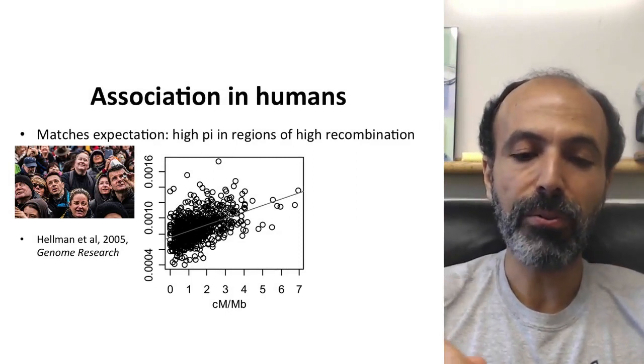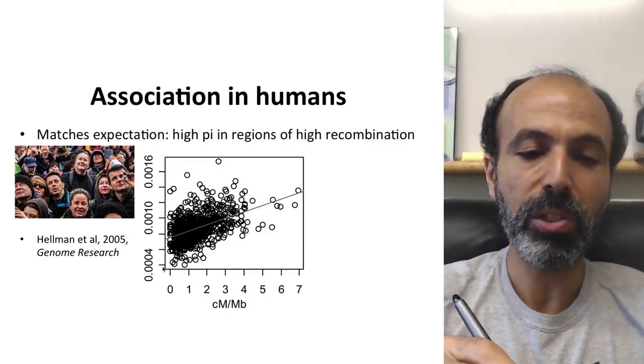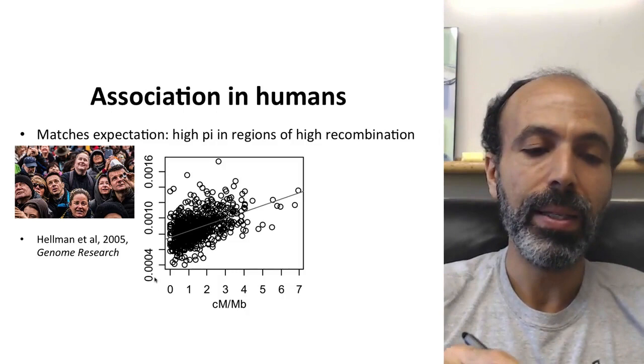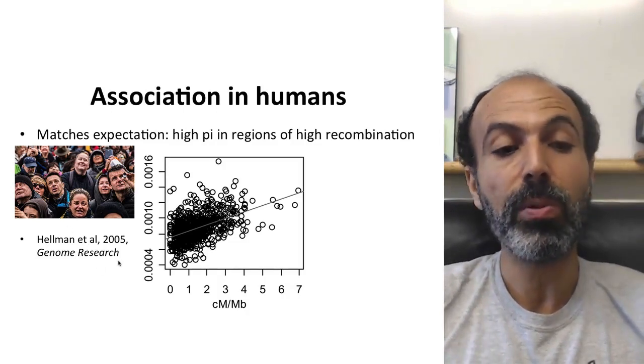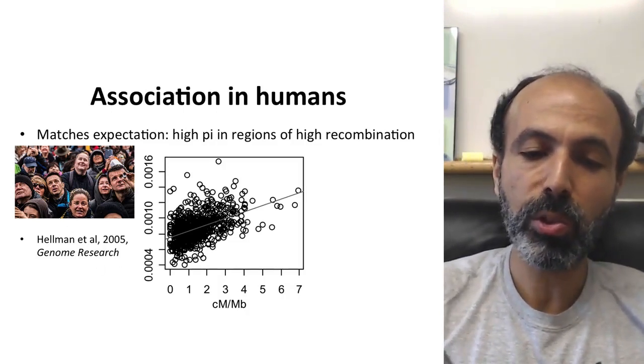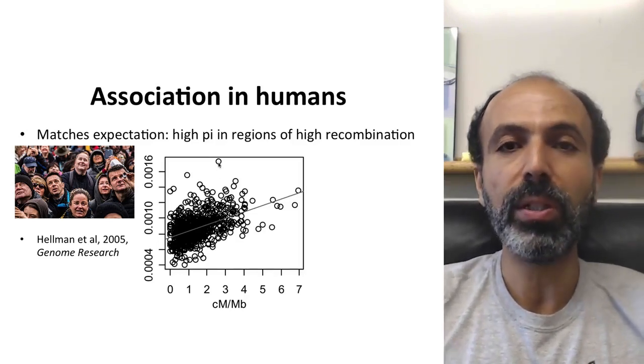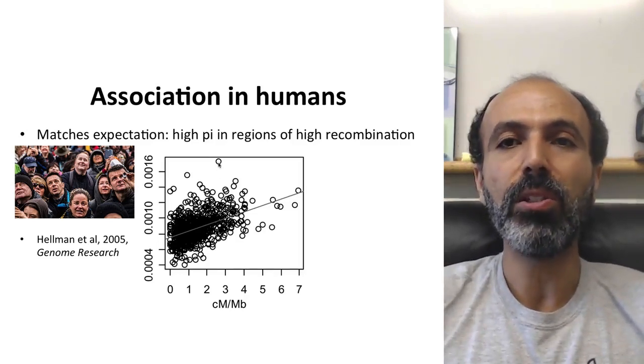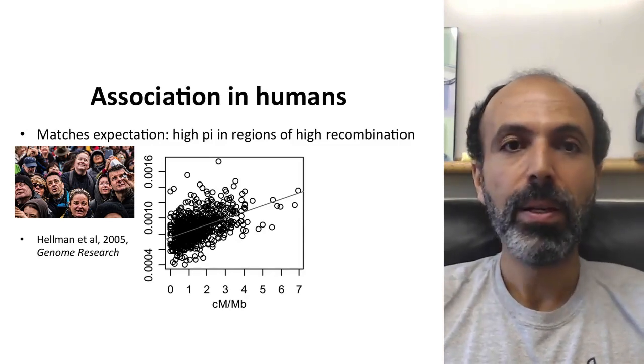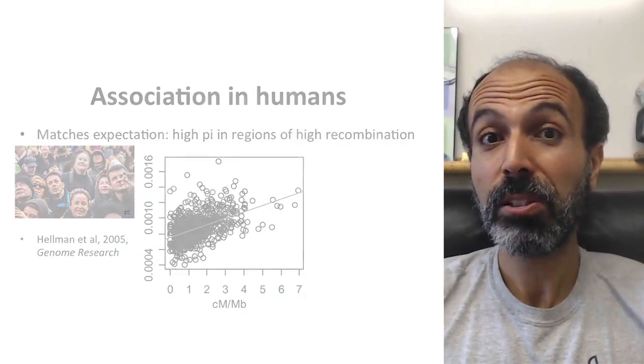So this is looking at data from humans. On the x-axis here is recombination rate. On the y-axis here is pi. This is from a study by Hellman et al. in Genome Research. And again, you see there's a general trend that as recombination goes up, pi goes up. Each individual circle here is a stretch of sequence in the human genome. So there you go. Well, this is true in humans, but is it just humans?